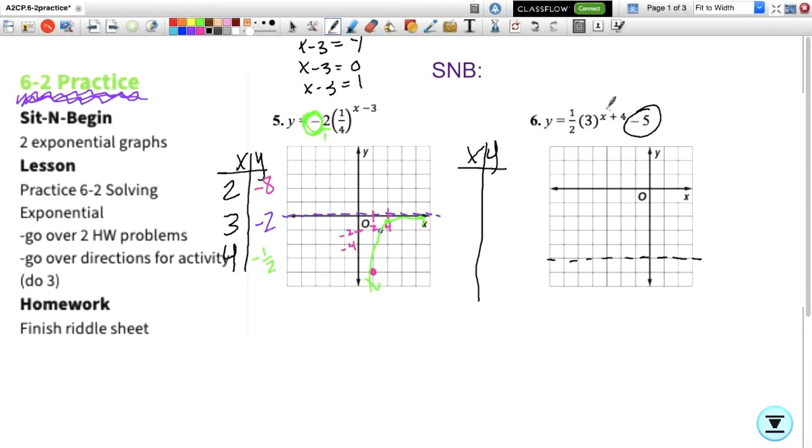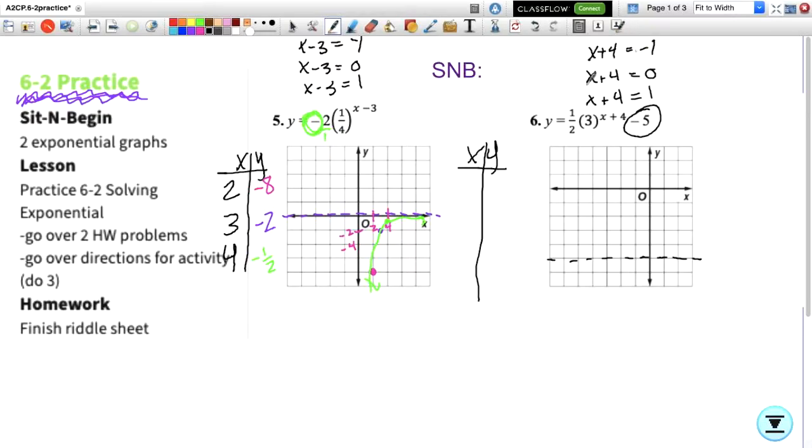This is exponential growth because my growth factor is larger than 1, so it should look something like this, going up, like that, okay? So I'm going to take my exponent, x plus 4. I'm going to set it equal to -1, I'm going to set it equal to 0, and I'm going to set it equal to +1 because those are the easiest exponents to work with.